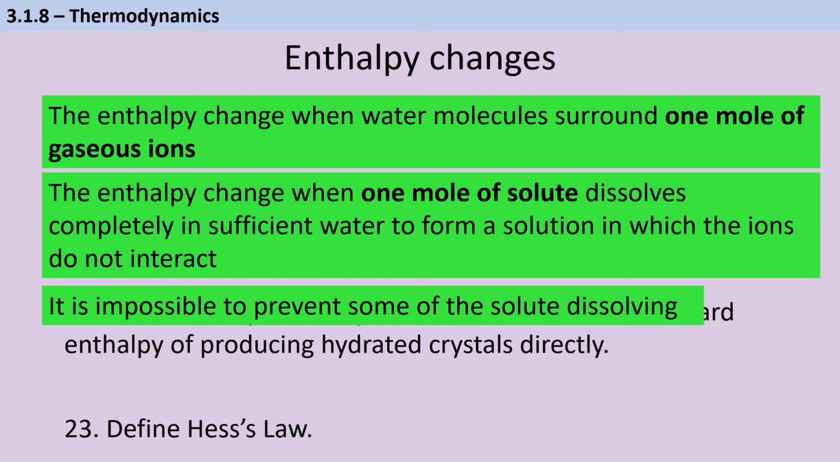Hess's law tells us that the energy change for a chemical process or a chemical reaction is going to be exactly the same regardless of what the route taken is.